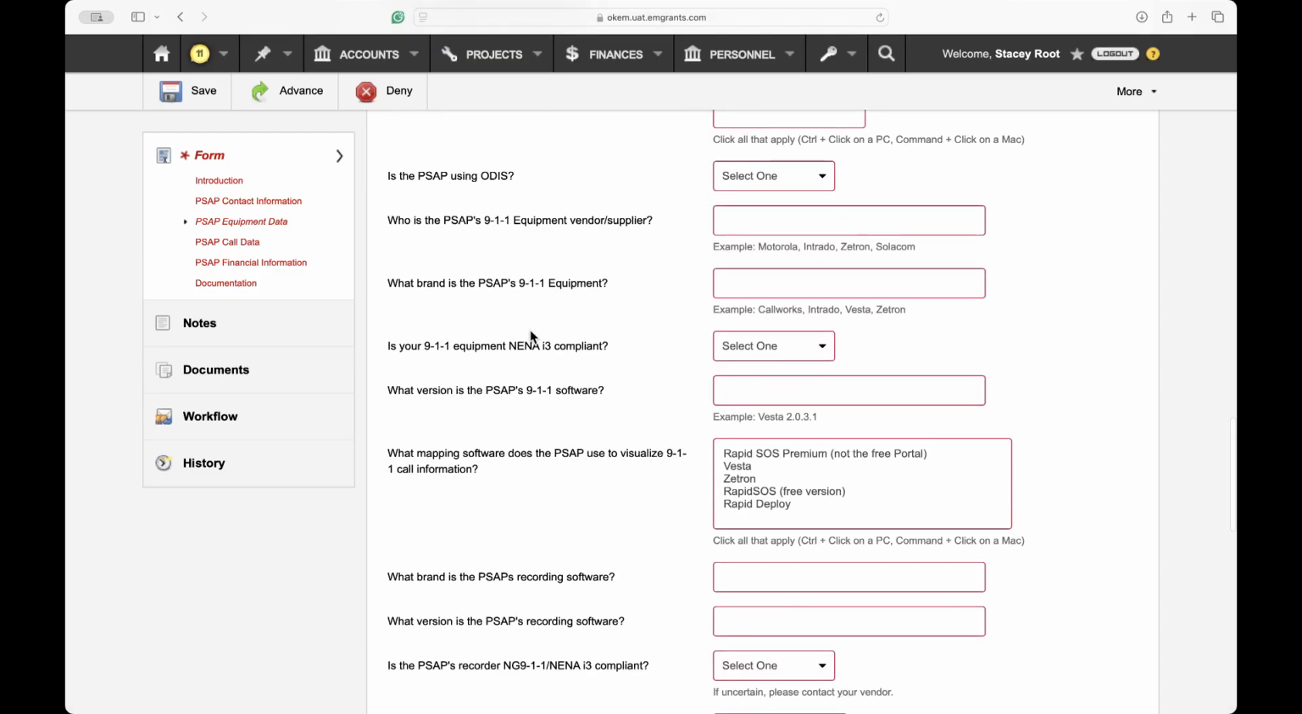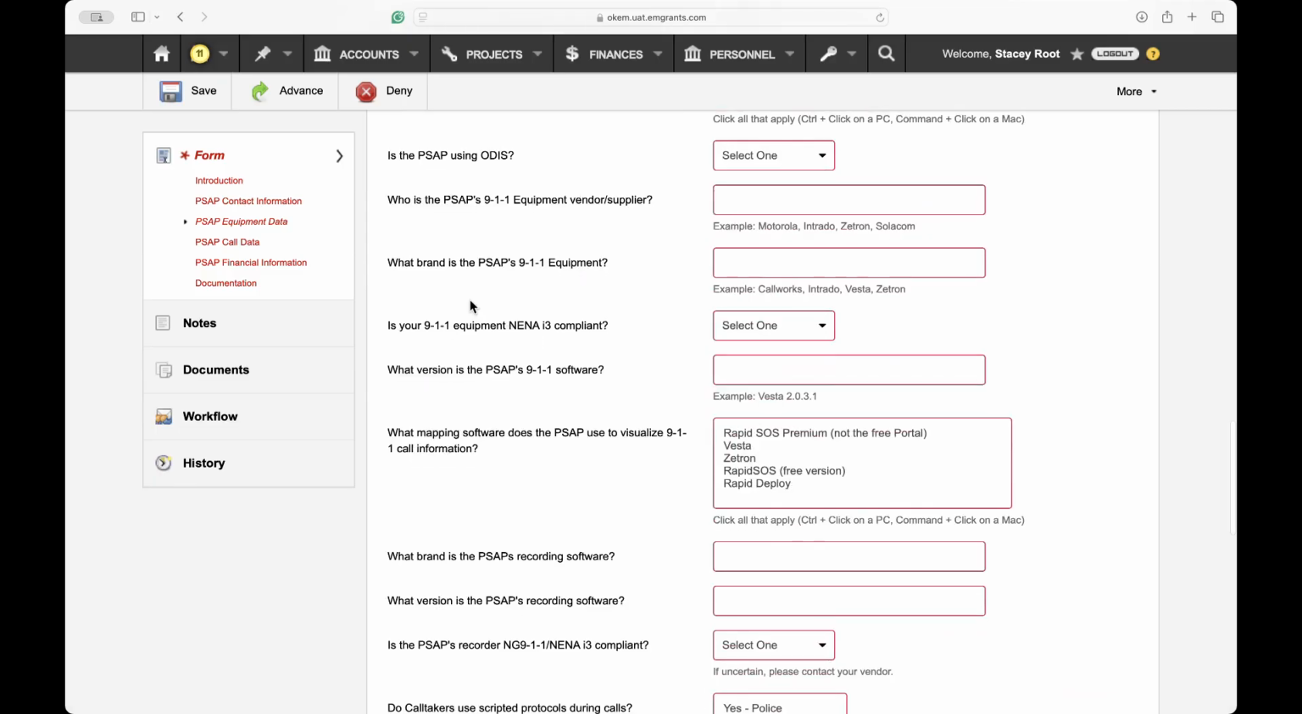So right below that is, what brand of PSAP 911 equipment do you have? So what brand is it? Is it CallWorks, Intrado, Vesta, Zetron? Now they could be the same. Zetron could be Zetron, maybe. So anyway, that's what we're asking for.